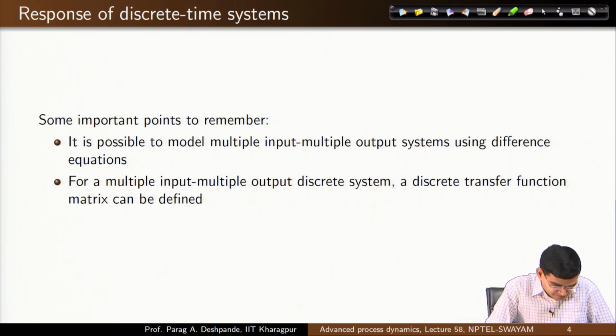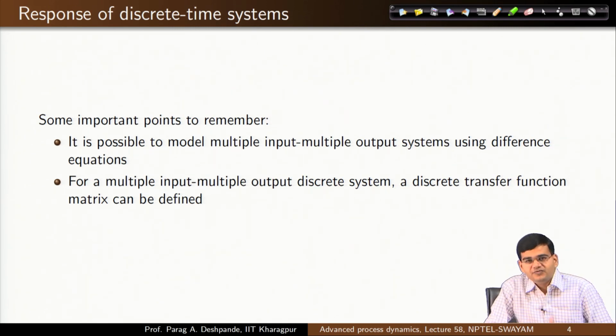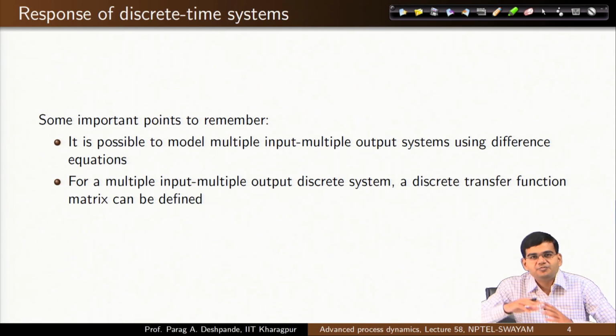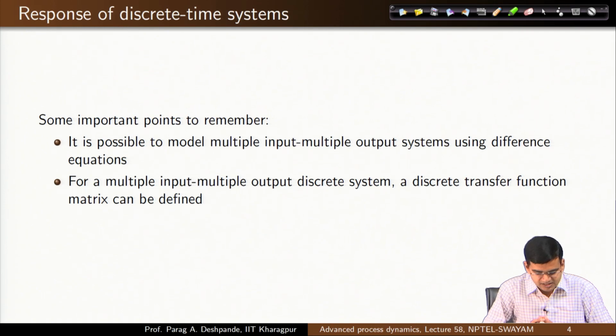Now, we always looked into a single input single output process. Okay. We did the Z transform analysis, but for the transform domain analysis, we did the transform domain analysis for multiple input multiple output systems as well. So, is it possible that we do this analysis for multiple input multiple output discrete systems?